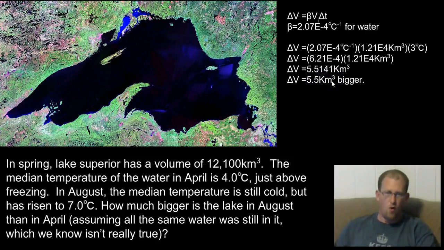That's a whole lot more water volume. Now, in truth, Lake Superior drains here into a river and eventually goes into the other Great Lakes. So where does that additional 5.5 cubic kilometers of water go? Well, down the river into the next lake. So the lake doesn't actually sit higher on its shore because it'll just spill out the bottom here. But again, in a simple idealized world, that's a lot bigger lake than what it was in the spring.